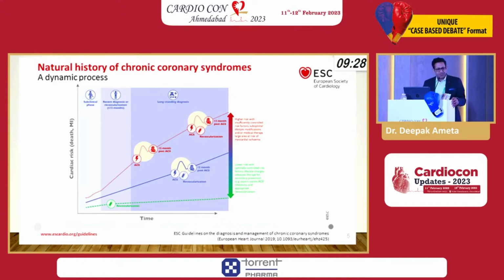So as cardiologists, in CAD we have three clinical scenarios. One is chronic coronary syndromes, in which the ESC 2019 have specifically mentioned that the bottom slide is green, in which the patient is doing fine with everything, lifestyle modifications, and the red one is where the patient has interspersed with two of the acute coronary syndrome.